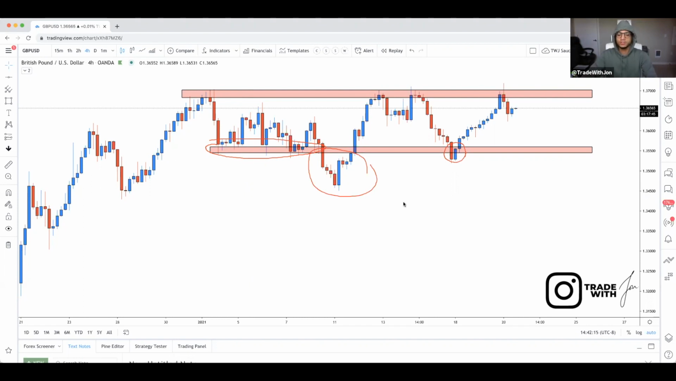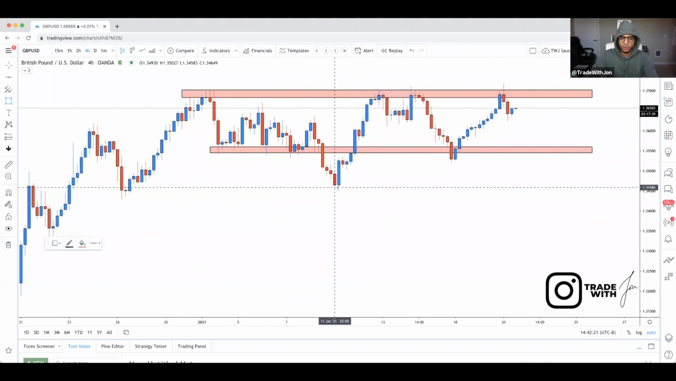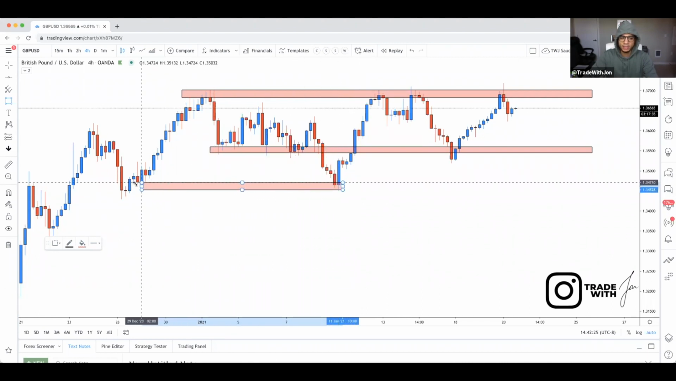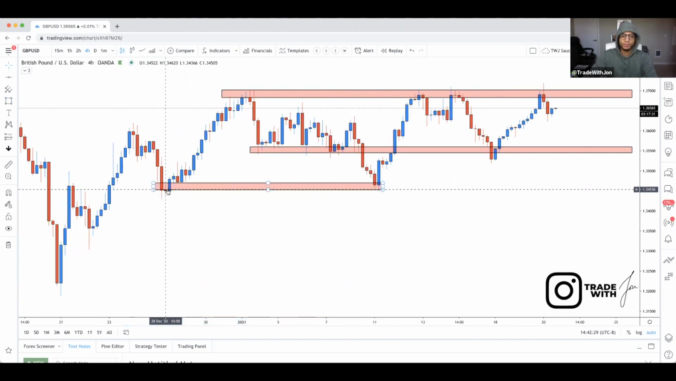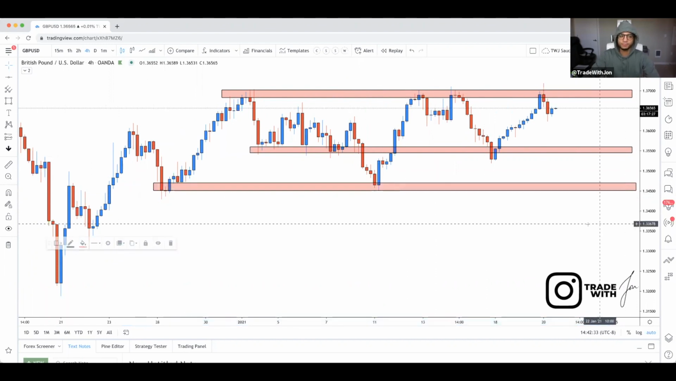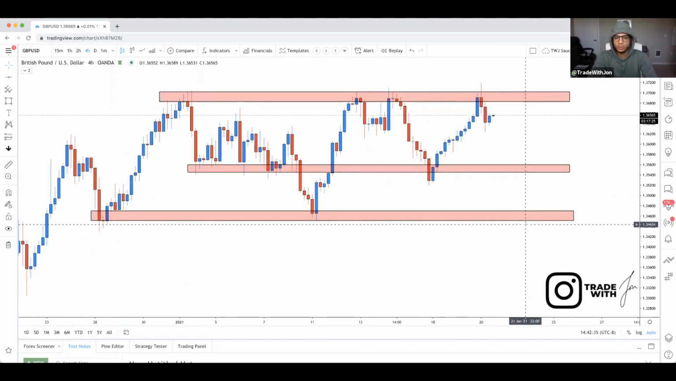But also pay attention, guys. This is the craziest thing too. You take your rectangle tool. This is the support that we just saw. That's the low that I created. You drag it to the left and check it out. It was also a support over here, right? That's why it's super important to draw your zones. So we can stretch this out. Now we have our 4 hour zone, right?